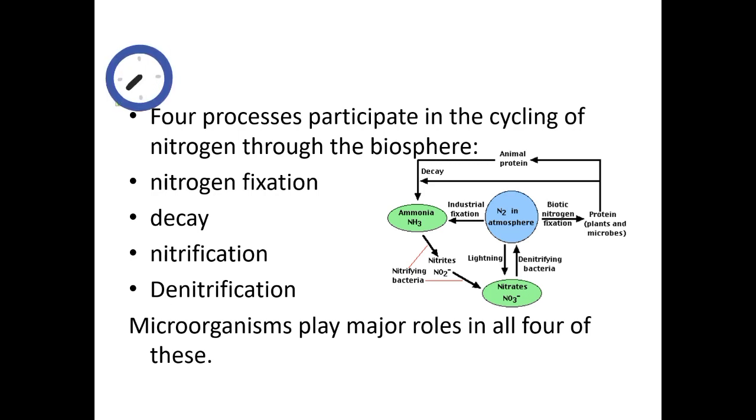Nitrogen is cycled in nature, or in the biosphere, in four different processes. These are nitrogen fixation, decay of nitrogen, nitrification, and denitrification. The entire process is regulated with the help of different microorganisms.